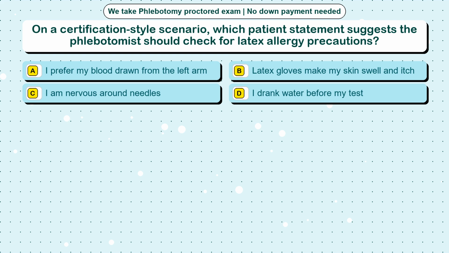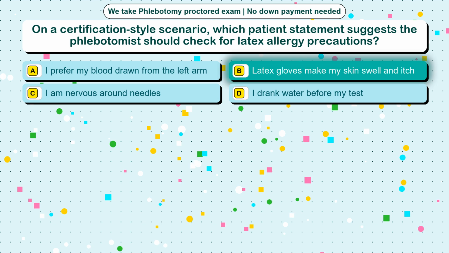Question 92. On a certification-style scenario, which patient statement suggests the phlebotomist should check for latex allergy precautions? Option A, I prefer my blood drawn from the left arm. Option B, latex gloves make my skin swell and itch. Option C, I am nervous around needles. Option D, I drank water before my test. The correct answer is option B, latex gloves make my skin swell and itch.